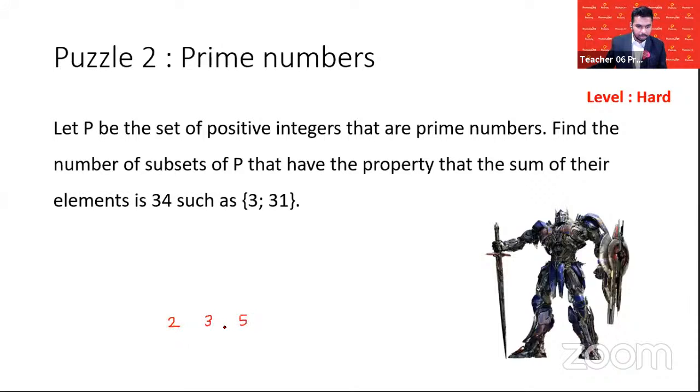5 is a prime number. Why is 4 not written? 4 can be written as 2 into 2. That's why it is omitted from this list. The next prime number is 7. So you can see, except for 2, all the remaining numbers are odd numbers. This is a very important thing to take away. What about 9? 9 is not prime because it is 3 times 3. So these are the numbers below 10 that are prime numbers.